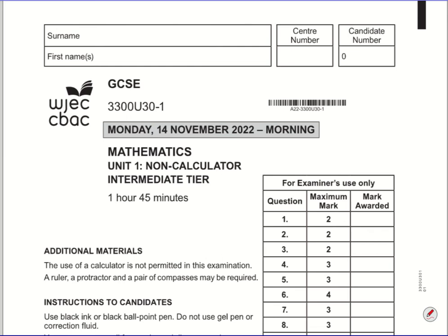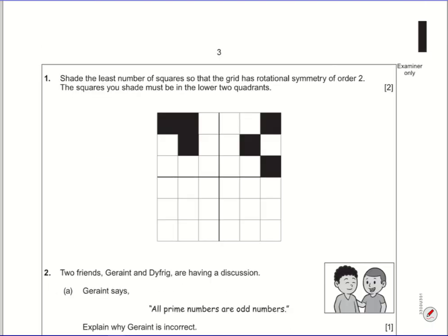Hi, in this video I'm going to be going through the intermediate maths paper from November 2022. I'll try and get it all into one video rather than splitting it up. So, skip past the first bit there.